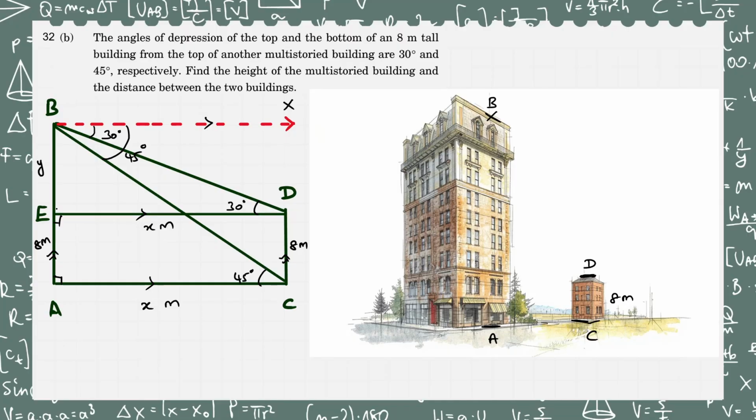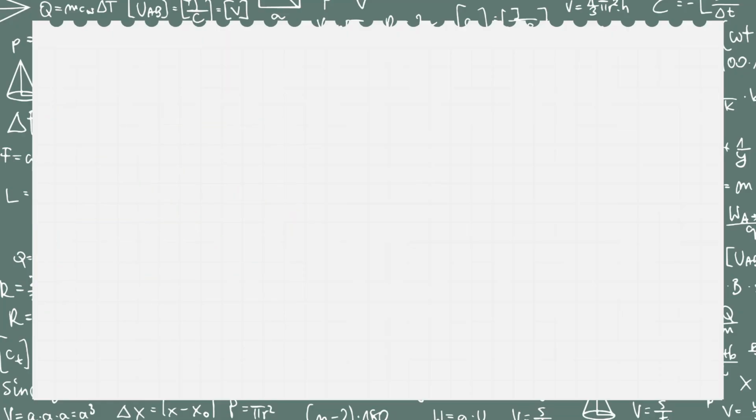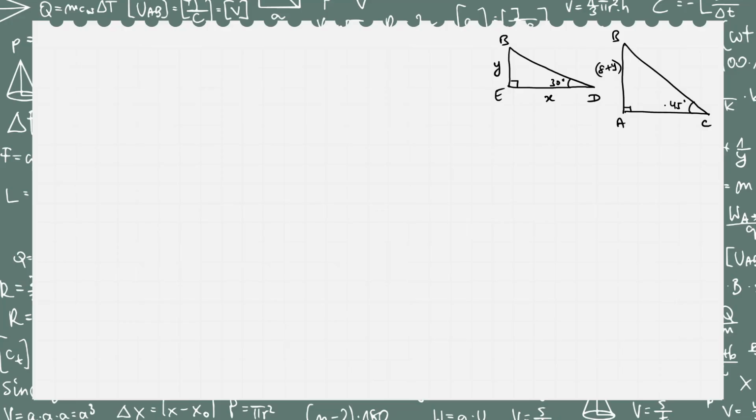The triangles which we are going to consider here will be triangle ABC and triangle BED. I will draw them separately to understand them better, and we will apply the correct required trigonometric ratio and find out the values. So let us draw them. Okay, so I have drawn both the right triangles which we are going to take here. Let us go one by one.